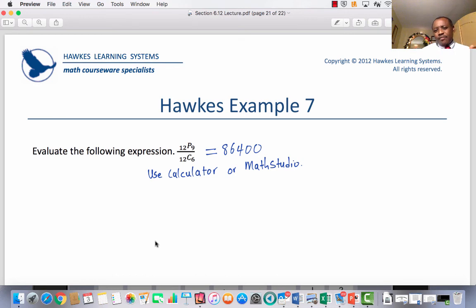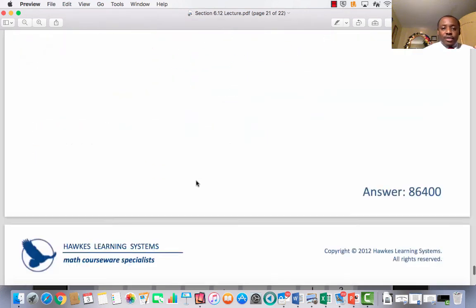Simple arithmetic involving permutations and combinations. Evaluate 12P9 divided by 12C6. Just use your calculator or Math Studio. Do not forget, the numerator is permutation and the denominator is combination. That should give you 86400.